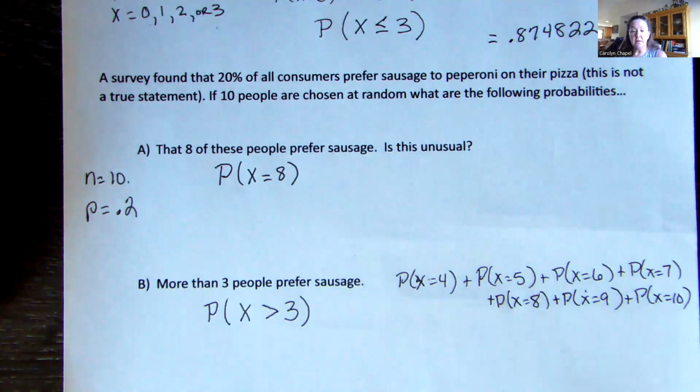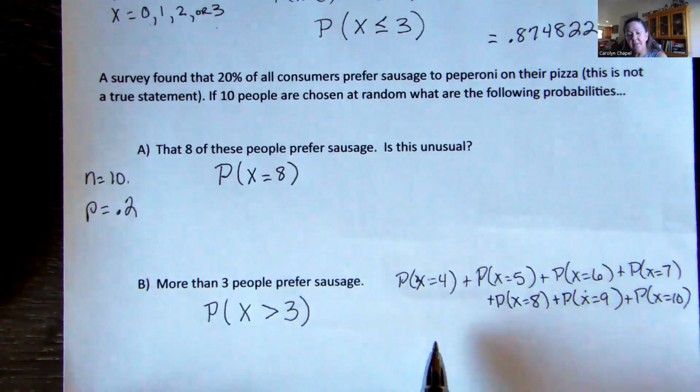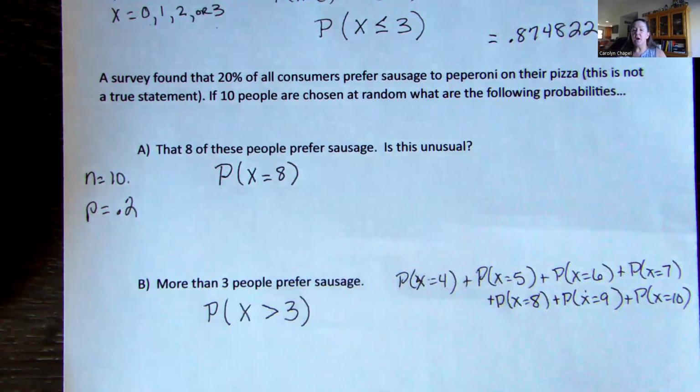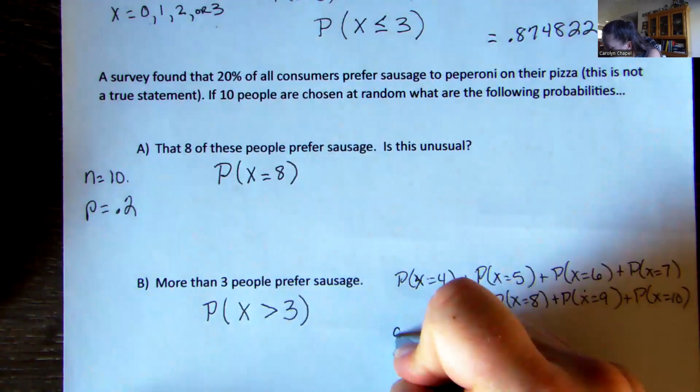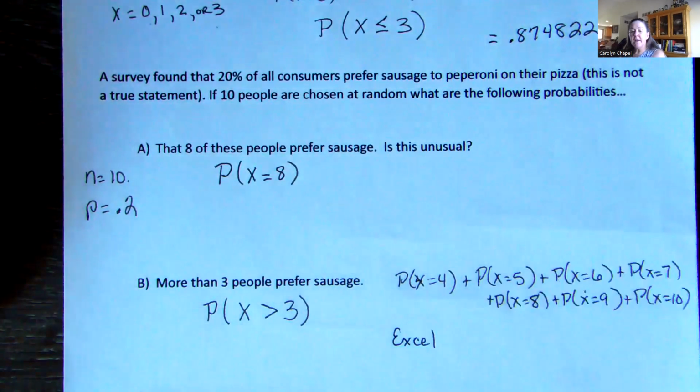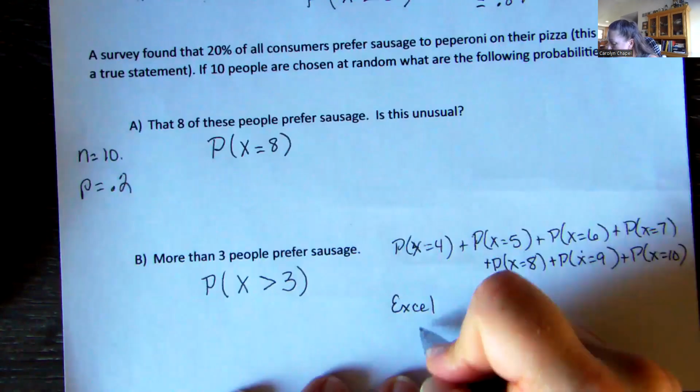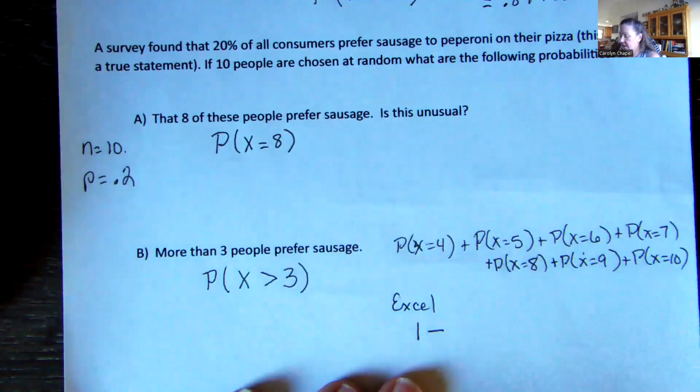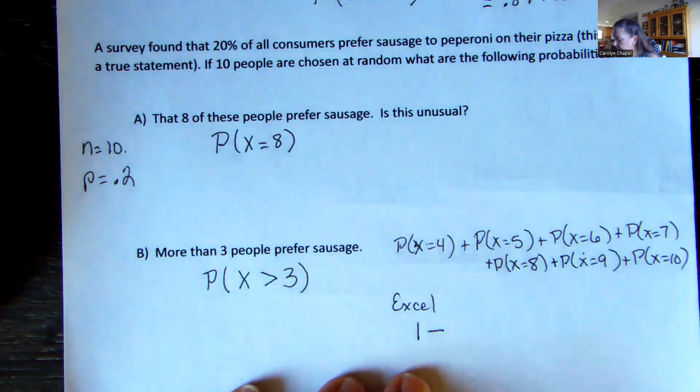Now Excel does not do from a point up. It does from a point down, or from 0 to a value. I can get this value by remembering that they all add up to 1. So in Excel, what we're going to have to do is 1 minus the probabilities of 0, 1, 2, and 3.